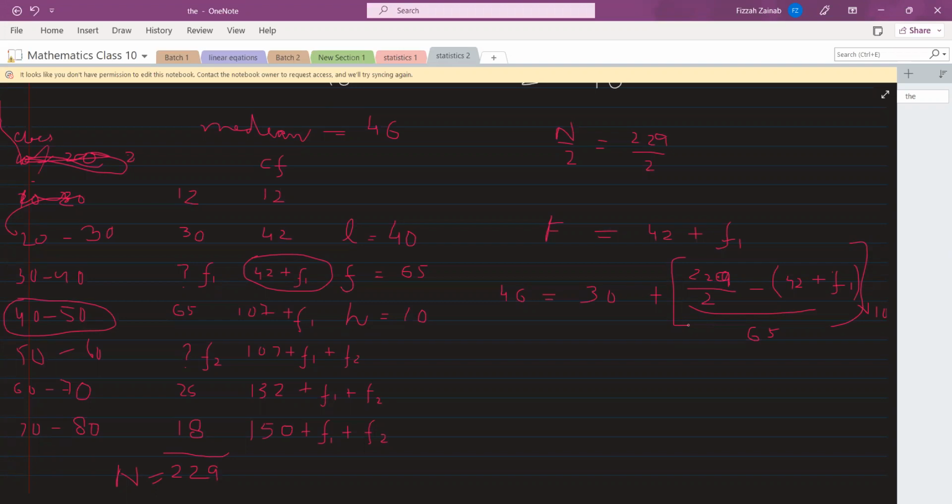Is this question in the textbook? No, it's not an NCERT question. But this type of question once came in the CBSE exam, so that is why I'm taking one question of this type. In CBSE 2022, this kind of question came where two frequencies were missing.